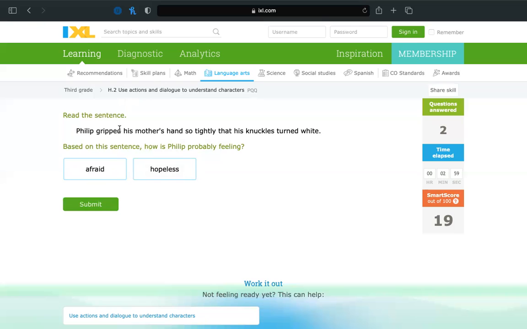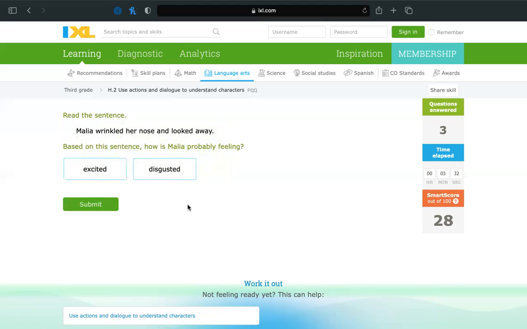So Philip isn't really saying anything, but what he's doing is gripping his mother's hand so tightly that his own knuckles are turning white. So if he were hopeless, he might say things like, oh, I'm not really sure what to do. I'm not sure if this will work out. Or he might look sad. But if he's afraid, he's probably really tensed up. He's really scared. He's gripping onto things really tightly. That shows that he's really scared. So we're going to go ahead and pick afraid. And there we go, we got it.